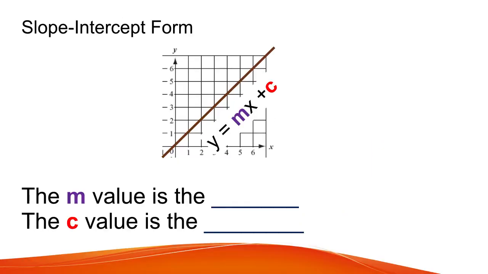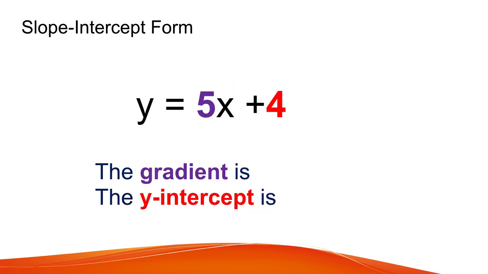In the slope-intercept form, the m value is the gradient, and the c value is the, you remember? Y-intercept. And then in slope-intercept form, y is equal to 5x plus 4. Let me give you that example. The gradient is 5, and remember the y-intercept is 4.